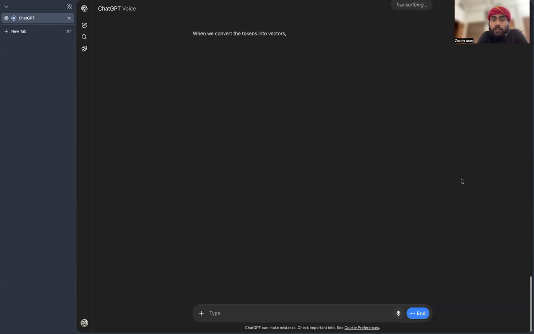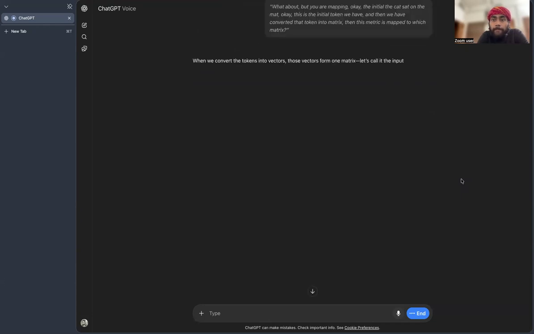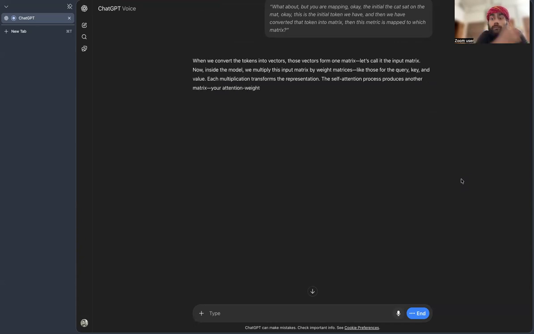When we convert the tokens into vectors, those vectors form one matrix. Let's call it the input matrix. Now, inside the model, we multiply this input matrix by weight matrices, like those for the query, key, and value. Each multiplication transforms the representation. The self-attention process produces another matrix, your attention-weighted values. Layer by layer, these are multiplied by new weight matrices, refining the meaning.